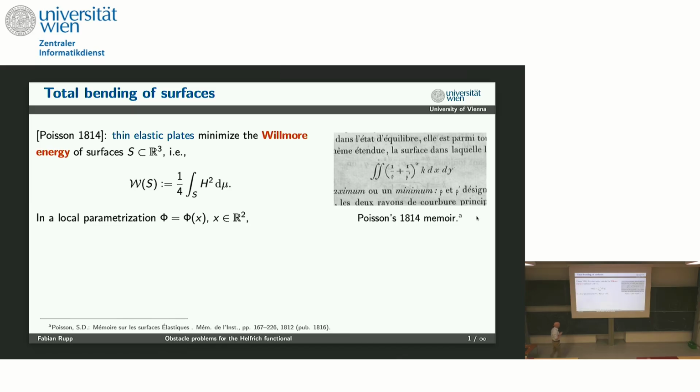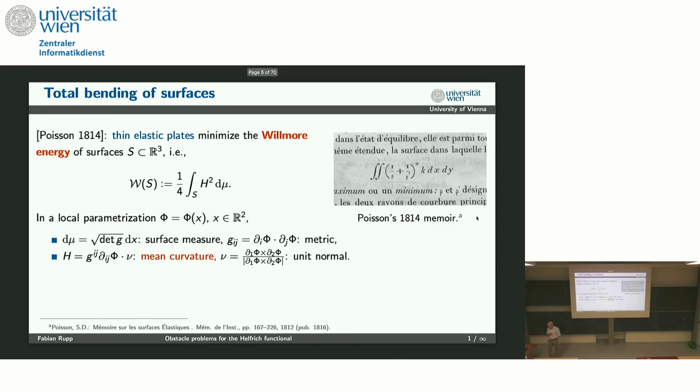Here's again the geometric definition in coordinates. So if we have a local parametrization, these are the quantities that are involved in this definition. So we have the surface measure, we have the metric, mean curvature, scalar mean curvature, and some unit normal induced in local coordinates. In particular, let me emphasize once again that here I look at two-dimensional objects. So the surfaces are two-dimensional and in R3 for this talk.